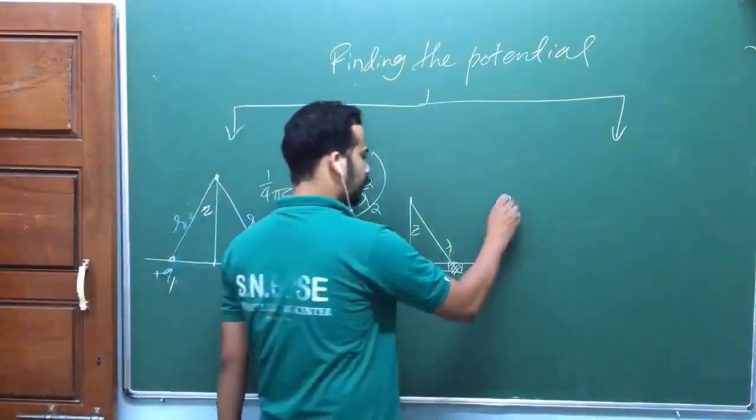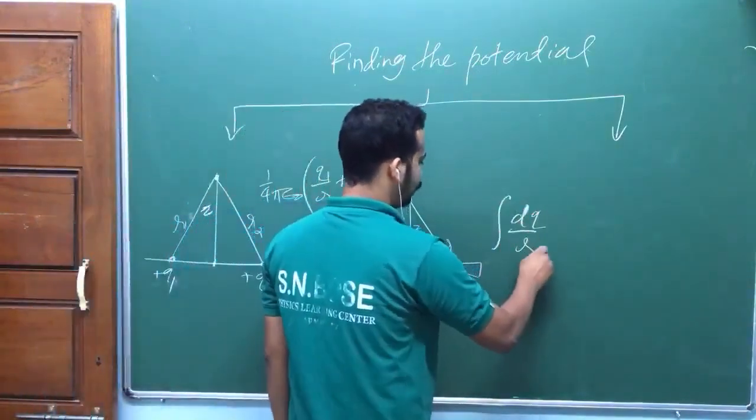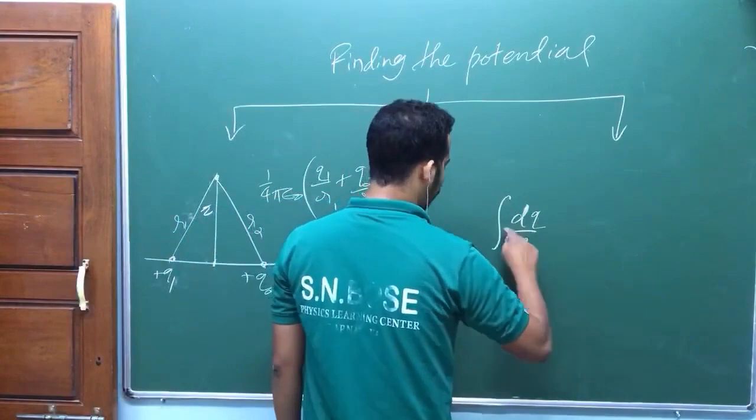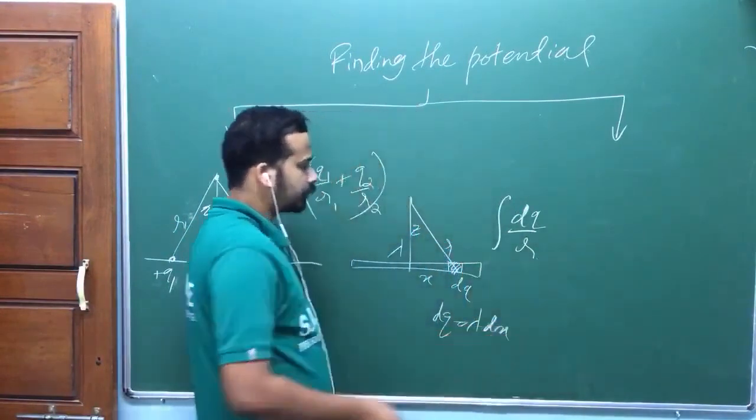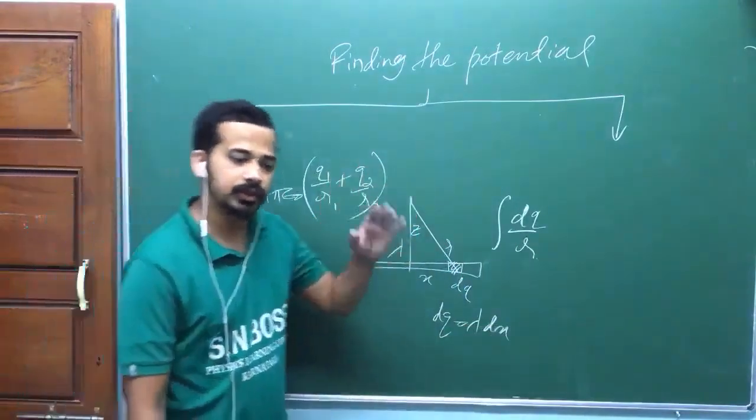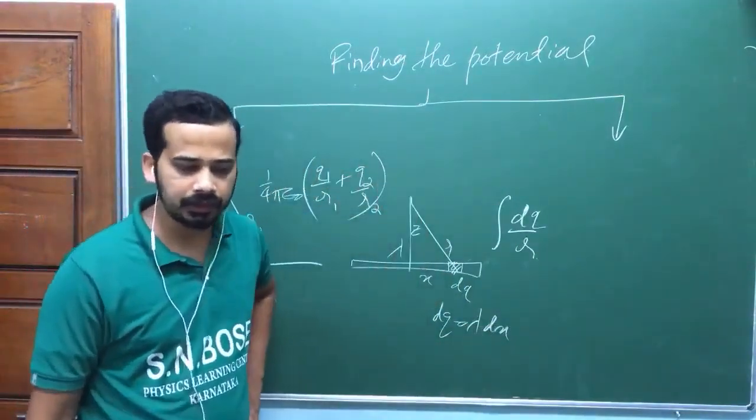Again, you are going to do dq by r, where dq is equal to lambda into dx. Am I right? We have done that one. Now again, this is a scalar integral.